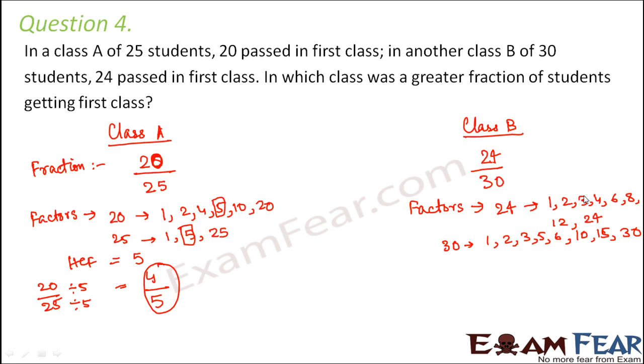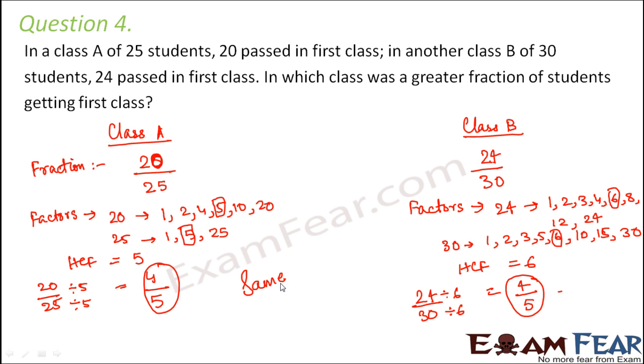So which is the highest common factor? The highest common factor would be 6. So HCF is equal to 6. So we divide the numerator and the denominator by 6. So you get 4 by 5. So what did you observe? You observe that both of them actually represent 4 by 5. That means 20 by 25 and 24 by 30 are equivalent fractions. Therefore, in both the classes, the same fraction of students got first class.